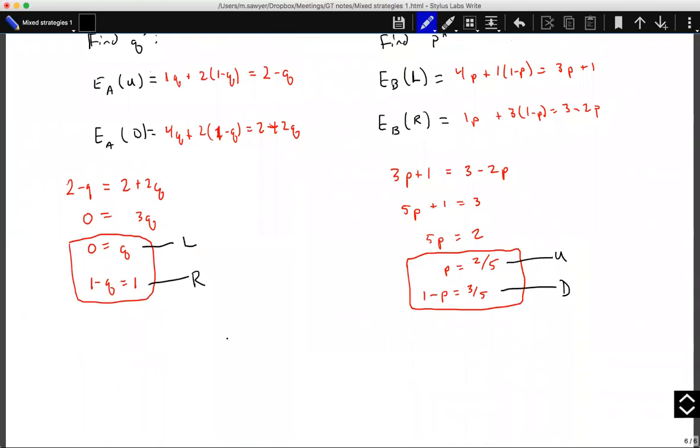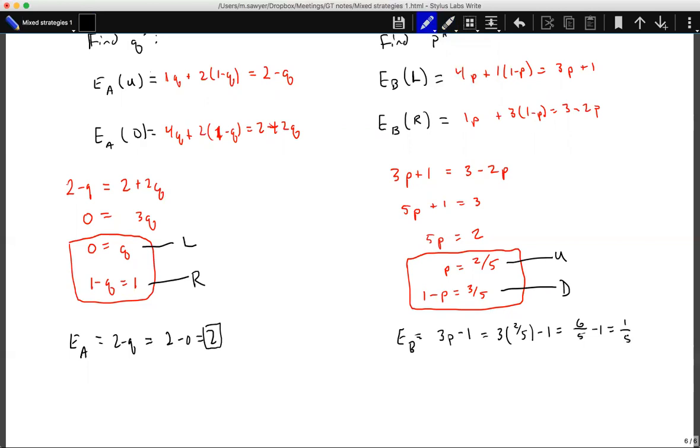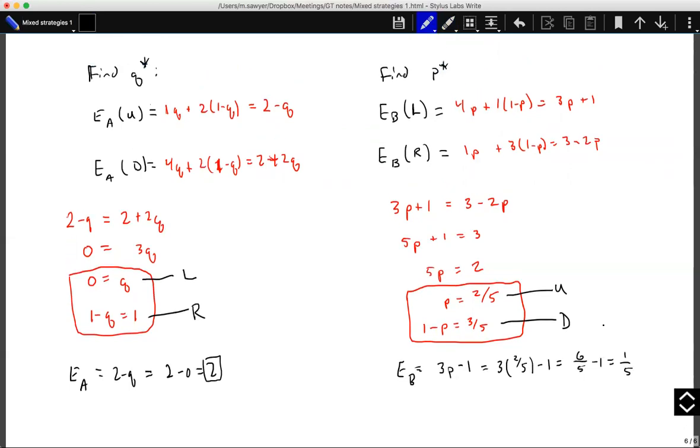So the expected payoff for A, we can use either strategy. So we can say 2 minus Q. If Q is equal to 0, 2 minus 0, so equals 2 for A. The expected payoff for B, we can, let's say 3P minus 1 if P is equal to 2/5. This is 3 times 2/5 minus 1, or 6/5 minus 1, which gives us 1/5.